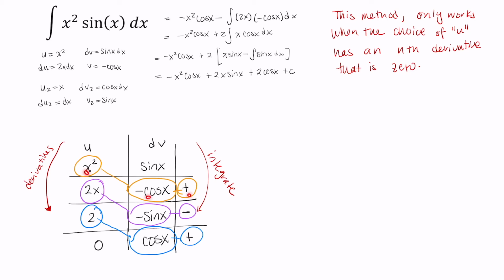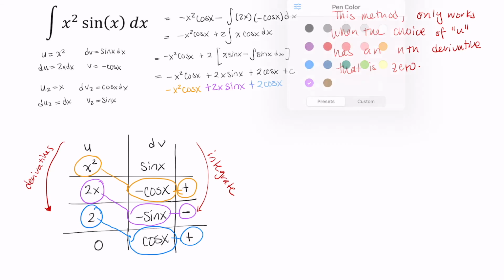Multiplying these values circled in orange produces negative x squared cosine x. Multiplying these purple values, that's 2x times a negative sine x times a negative, gives us positive 2x sine x. And then multiplying this 2 times cosine times a positive gives us 2 cosine x. And of course, let's not forget our plus c.